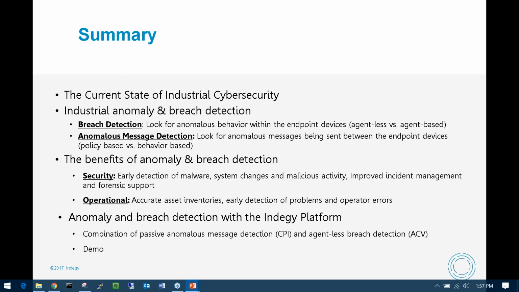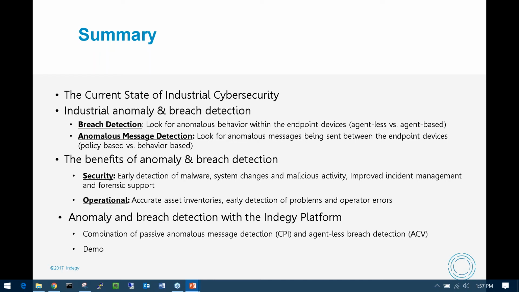So I will stay with Chris's view. To summarize everything we've seen today, we've started with Sid's presentation. He talked about the current state of industrial cybersecurity. He then defined what industrial anomaly and breach detection is. So to remind you, breach detection, according to Sid and ARC, is looking for anomalous behavior within the endpoint devices.